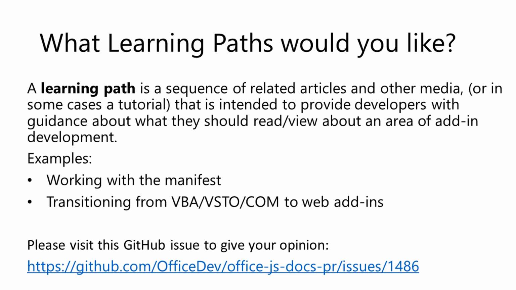For example, all the ways that you can work with manifests. Another example is the various things you need to do and learn if you're transitioning from our older add-in models to web add-in models. So what we've done is set up this GitHub issue, and there's a link at the bottom of the slide, issue 1486. And what we've done there is present a few more examples. I think we have maybe 10 of them there, like the ones here on the slide.